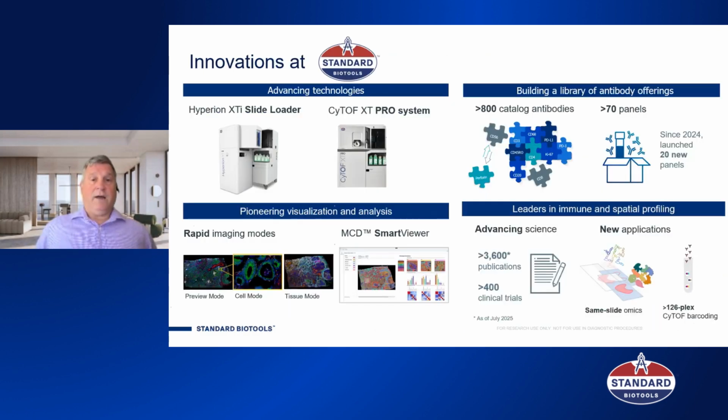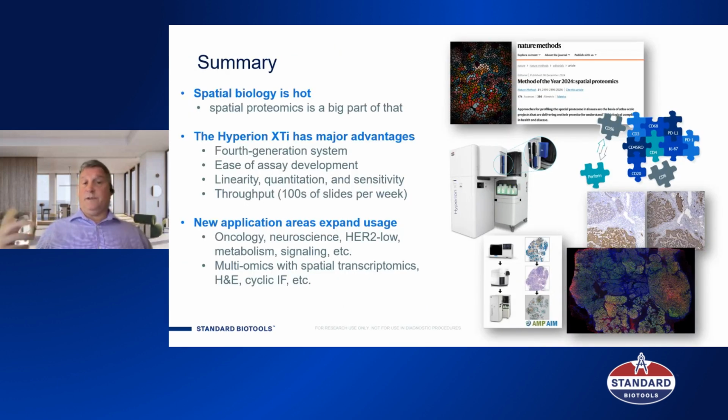So with that, I would like to just conclude by saying Standard BioTools has a lot of different technologies. We are developing new things all the time. And of course, spatial biology is hot. Spatial proteomics is a big part of that. The Hyperion XTI is a really good fit with spatial transcriptomics. It has a lot of advantages. And the new application areas in spatial biology, oncology, neuroscience, HER2 low and other low weakly expressing markers are really important. But the point of this talk was to tell you about the multi-omics with spatial transcriptomic imaging. And so hopefully you have learned something from this.